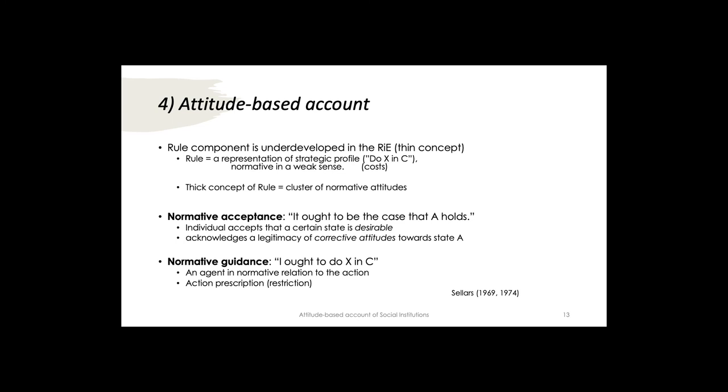Why is it important? Well, it seems to me that individuals accept that a certain state is desirable and acknowledge the legitimacy of corrective attitudes toward the state A, and this normative attitude might be dissociated from the guidance aspect of rule following, when the agent is in normative relation to the action. So there is an action prescription part and the desirability of a certain state. And where does it follow?